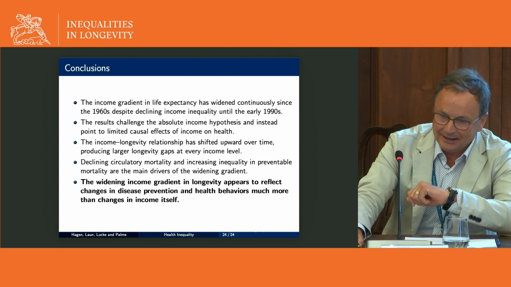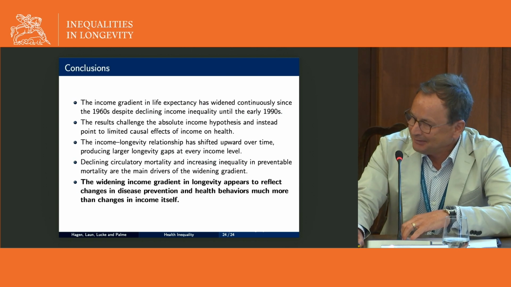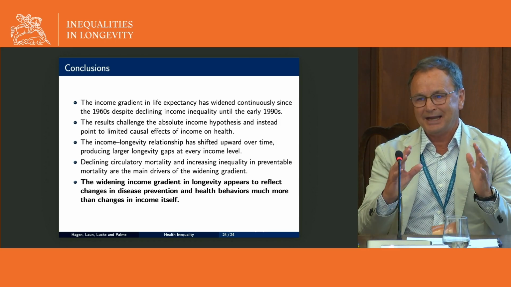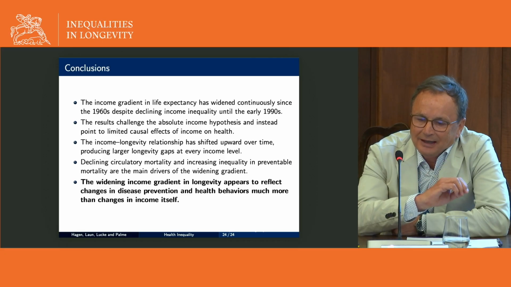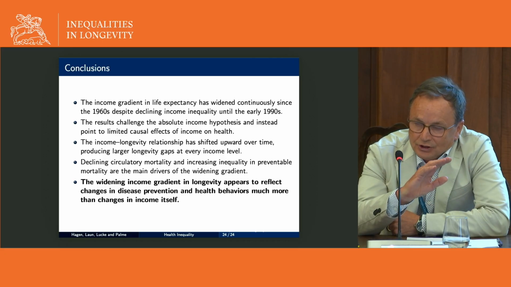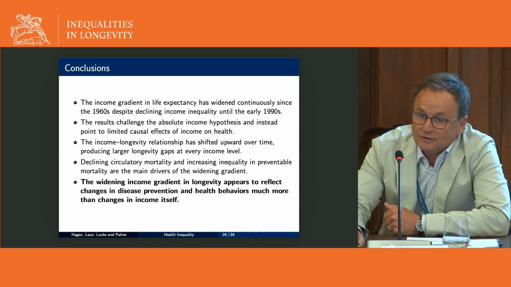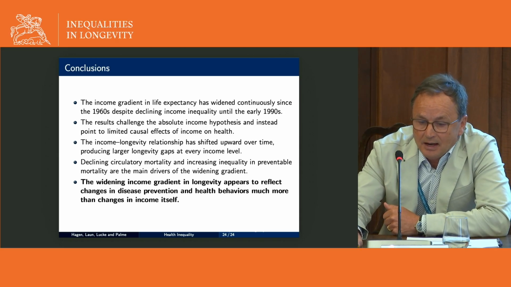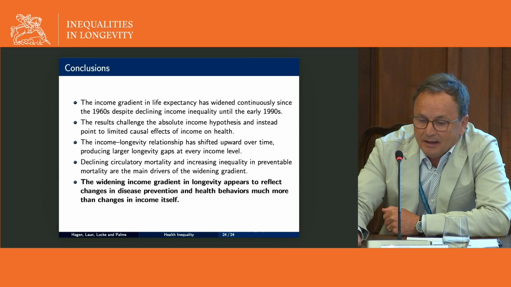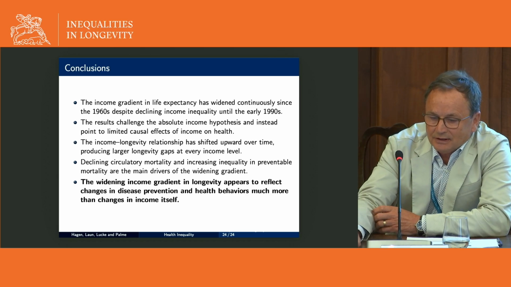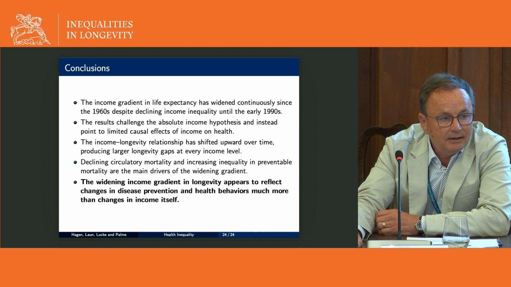Okay, very briefly, I'm out of time. I'm on minus one minute. But the two main conclusions are that there is a huge increase in health inequality over the 60-year period that we have studied, and the widening income gradient in longevity appears to reflect changes in disease prevention and health behavior, much more than changes in the income itself.